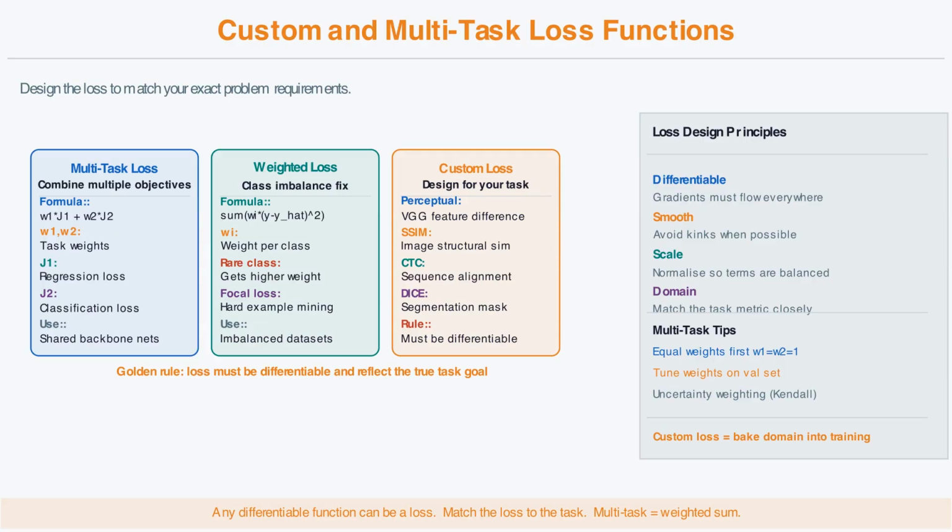In computer vision, perceptual loss functions measure difference not in raw pixel space but in feature space.